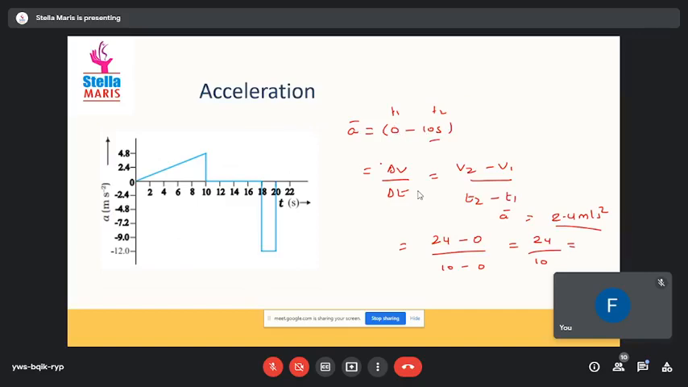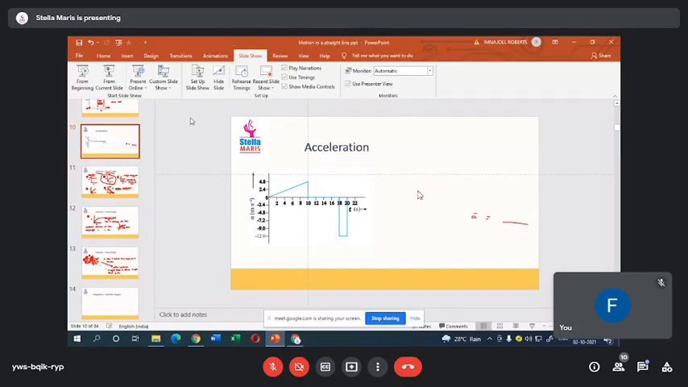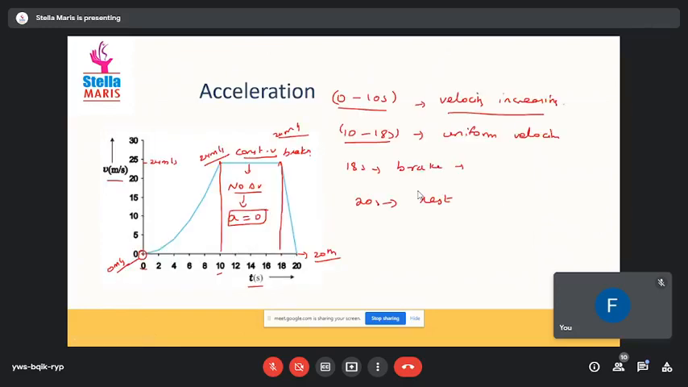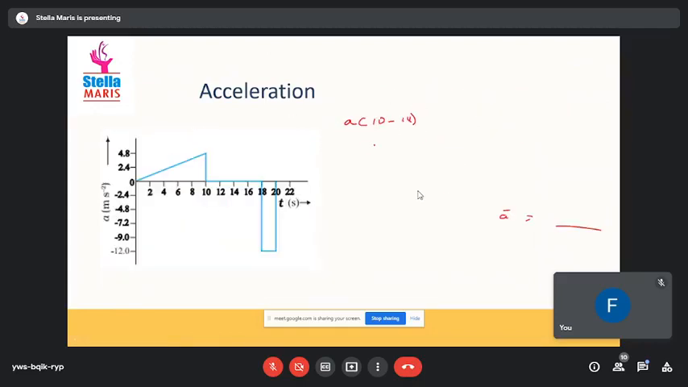Now calculate this acceleration for 10 to 18 seconds. As you have seen, at 10 seconds the speed is v1, and it is v2 here. v1, v2 are same, right? So v2 minus v1 by t2 minus t1. v2 is what? 24 minus 24. It becomes 0 meter per second squared. So acceleration is 0 here.